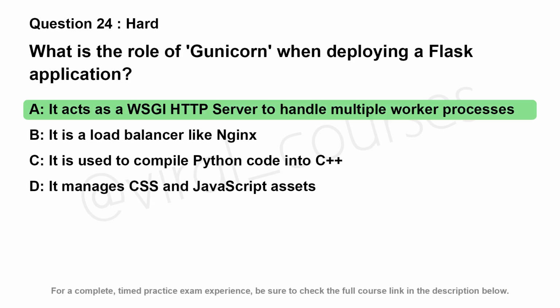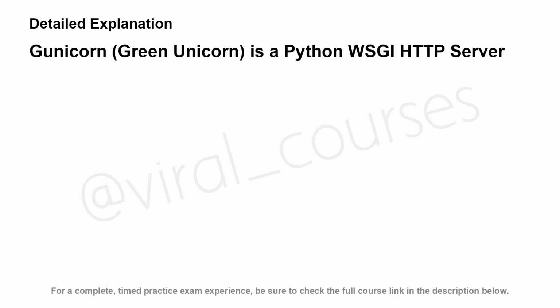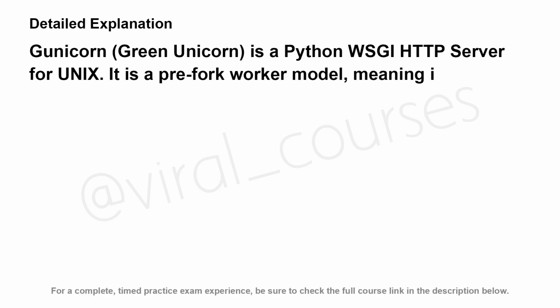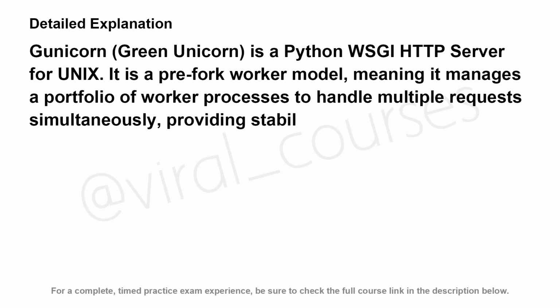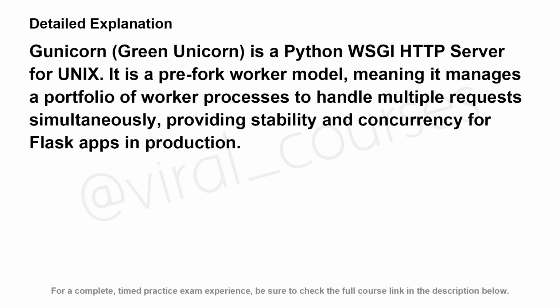The correct answer is A. Gunicorn, Green Unicorn, is a Python WSGI HTTP server for Unix. It is a pre-fork worker model, meaning it manages a pool of worker processes to handle multiple requests simultaneously, providing stability and concurrency for Flask apps in production.